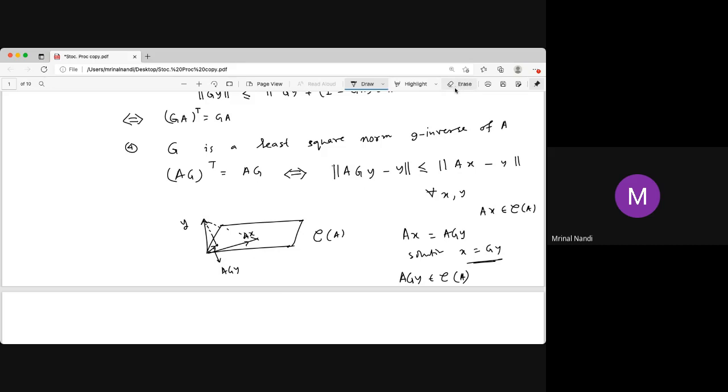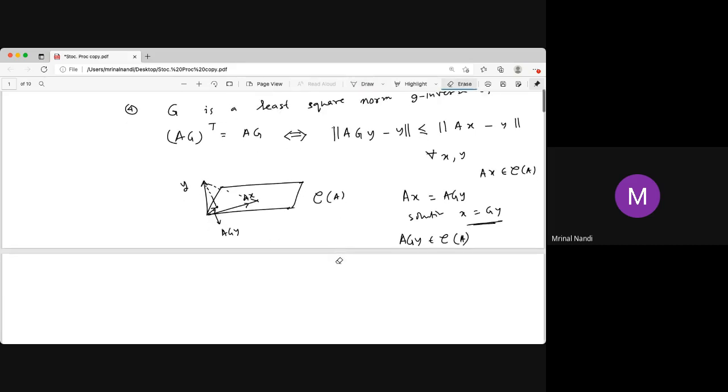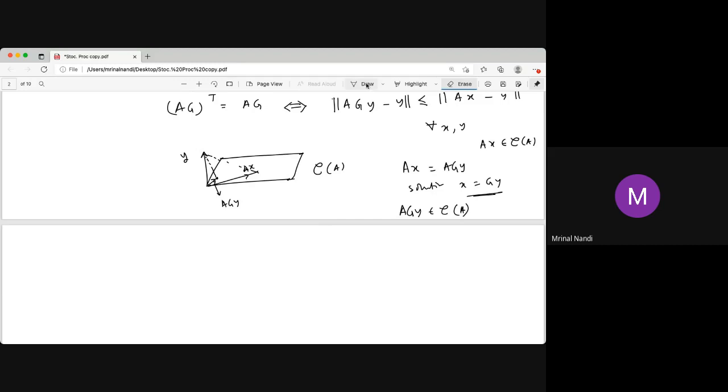This is the idea. Now in the figure we already got this, that Gy will be such a thing that AGy must be perpendicular to y minus AGy. If AGy is perpendicular to y minus AGy, then by Pythagoras theorem we got this. This is because this is actually the foot of the perpendicular. This is the projection of that y vector in the column space of A.